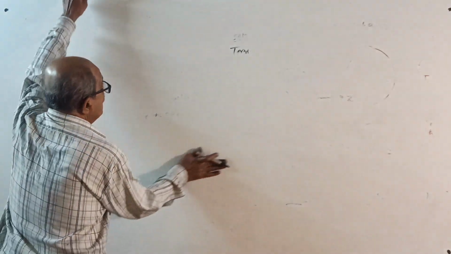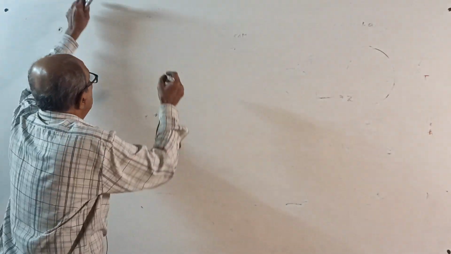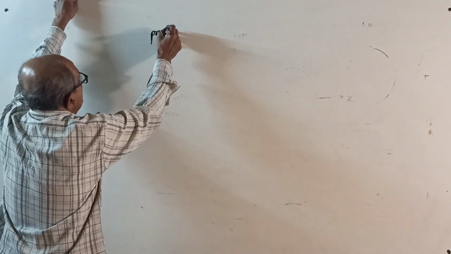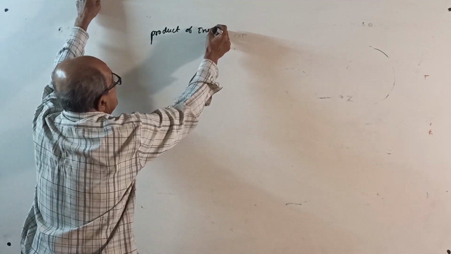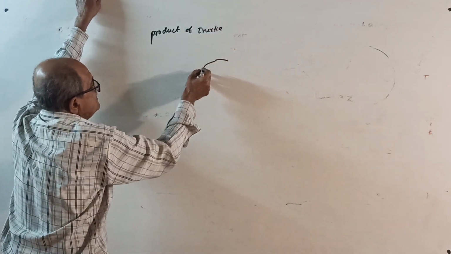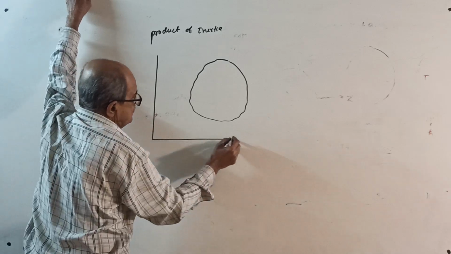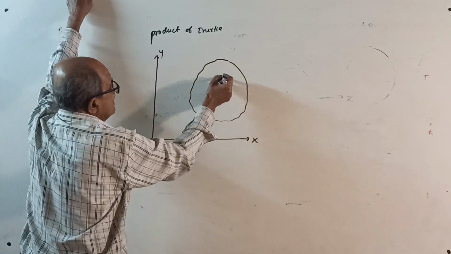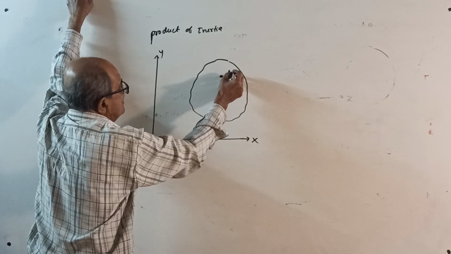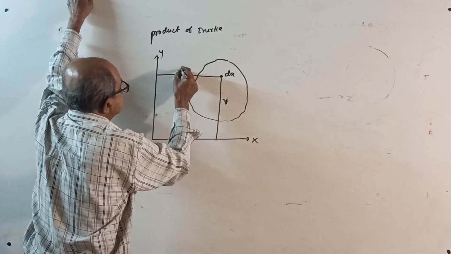And then lastly, one term we will only consider here with a brief explanation, because it is out of scope of our subject here: product of inertia. This is required for unsymmetrical bending. See, again, consider an area A. Consider two axes, OX and OY. Consider any elemental area. Let this distance be Y and this distance be X.